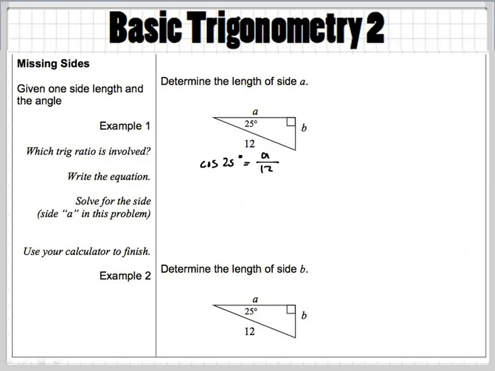Very nice. Now we have to get the A alone. So what would we do to get the A alone? Yeah, you want to undo this dividing by 12. To undo that, you have to multiply by 12. That's the inverse operation. And you have to multiply the other side by 12. And so now you have 12 times cosine of 25 degrees equals A. Alright, now this is probably what I'm going to want from you guys on your tests.